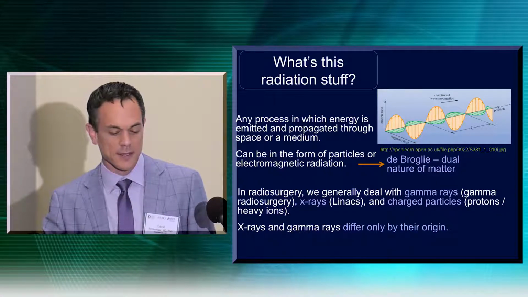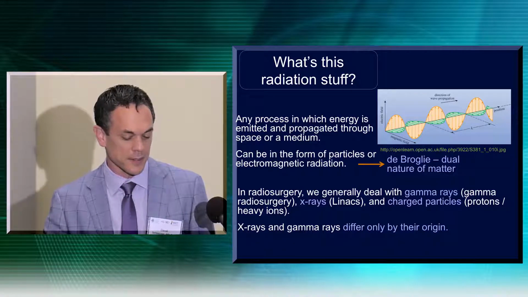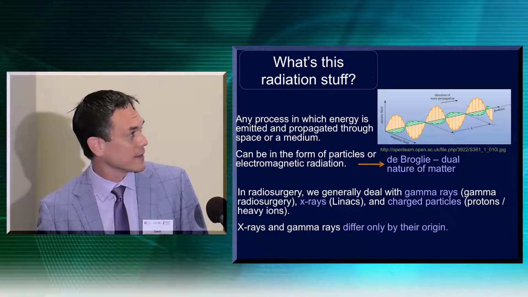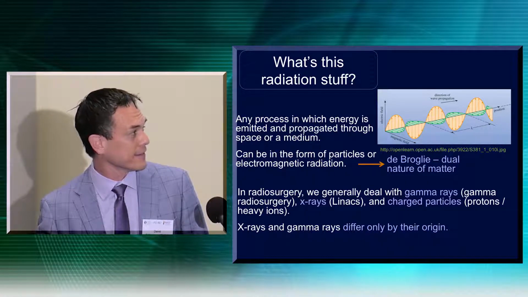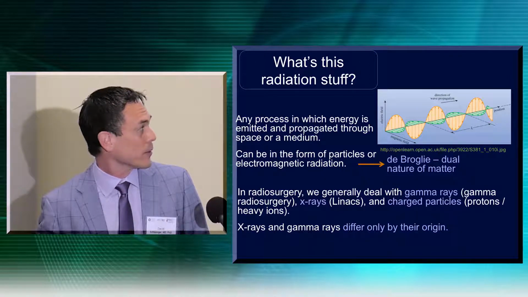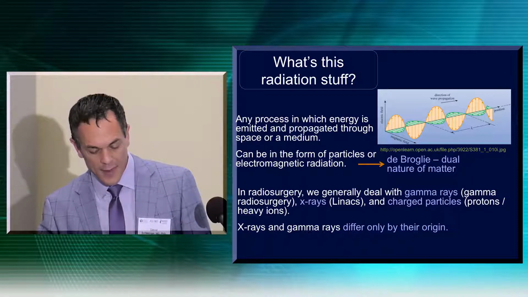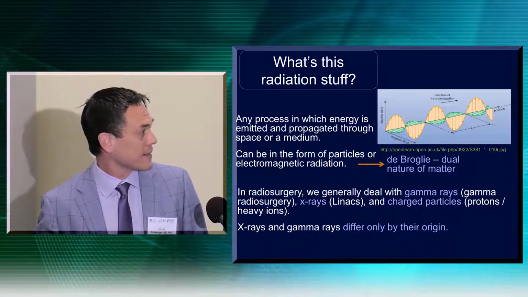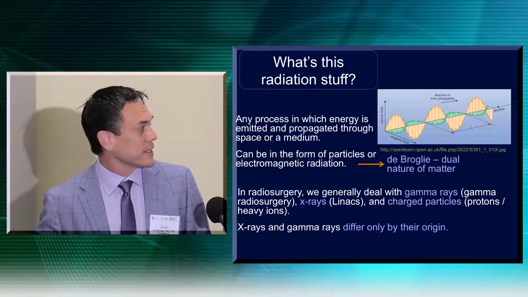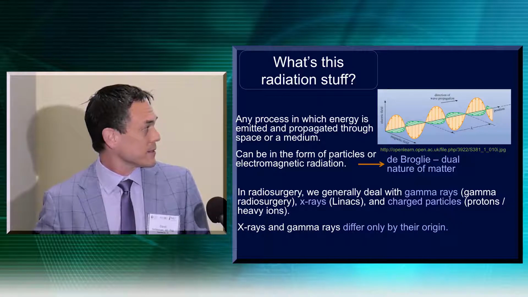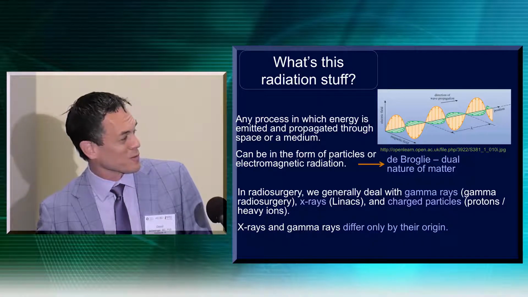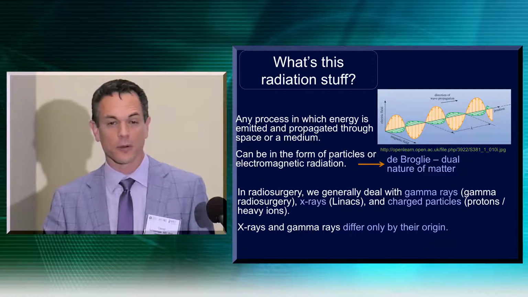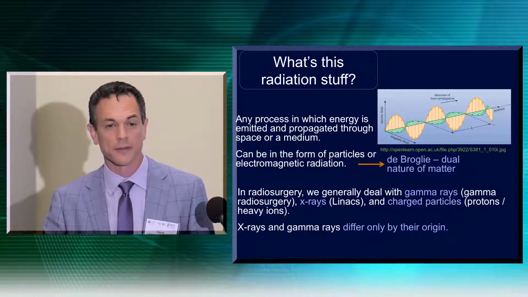So what's this radiation stuff? Radiation is any process in which energy is emitted or propagated. And when we're talking about electromagnetic radiation, it's an alternating set of electric and magnetic fields. And it can be in the form of particles or electromagnetic radiation. And quantum mechanics tells us that we can sort of treat those two things as equivalent. And so in radiosurgery, this is what we're dealing with, and we usually have gamma rays, X-rays, and much less commonly charged particles. So gamma rays and X-rays, remember, are the same thing basically. It's just where they're coming from that differs.